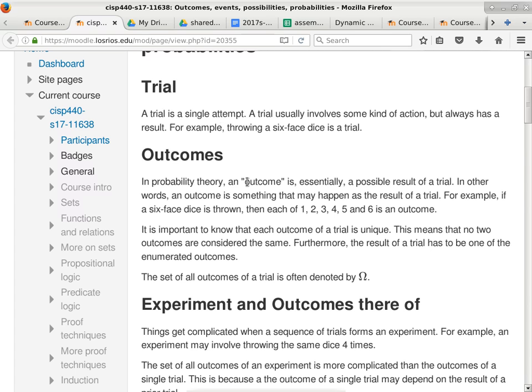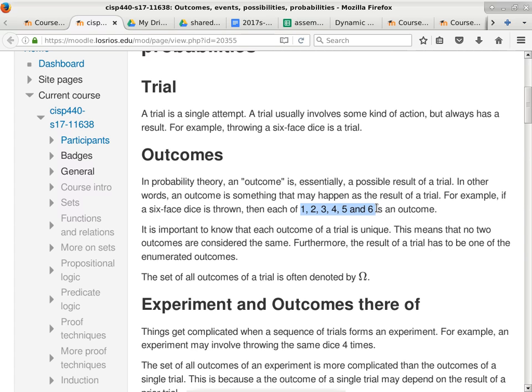So in probability theory, an outcome is a possible result of a trial. When you throw a regular 6-faced dice, the values that can be outcomes are 1, 2, 3, 4, 5, and 6. If you put 36 balls with unique numbers, 1 to 36, into a cage, and you randomly draw a ball out of the cage, then there will be 36 possible outcomes, right? 1, 2, 3, 4, all the way up to 36 are the possible outcomes.